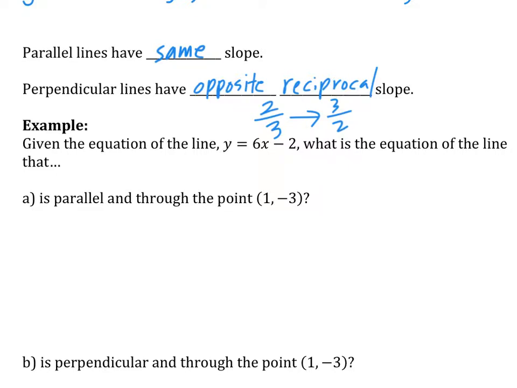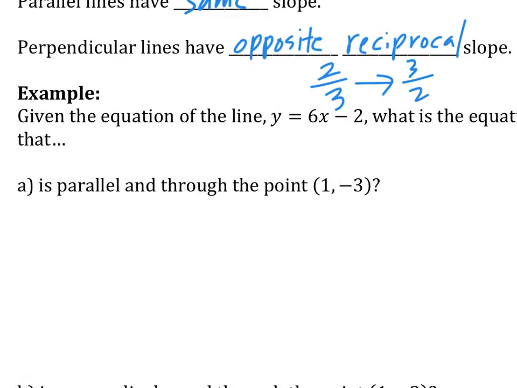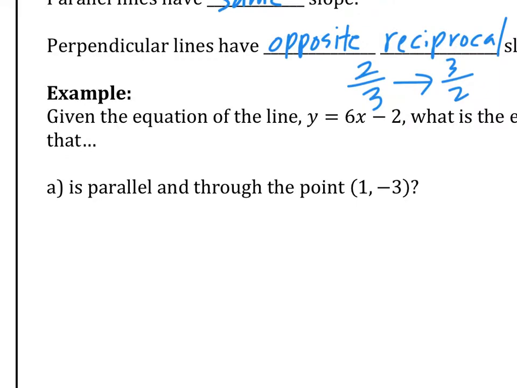Okay, so first, if we want a parallel line, no matter what, we have to look at that original equation and say, what is the original slope? What is the slope of the line that they give you? 6. Good. What is the parallel slope? 6, because it's the same slope. Okay, we want the same slope, but it has to go through this new point. So create an equation. So go ahead and do that.